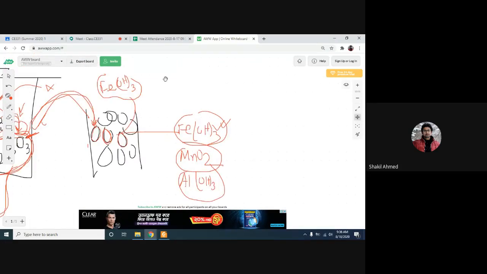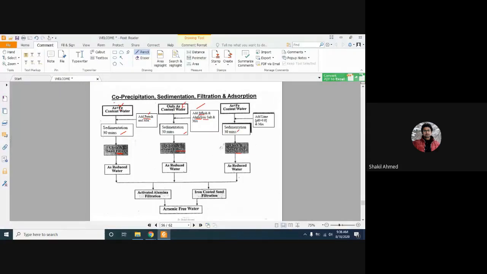You have to add iron, because in your water you don't have iron, so you have to add iron along with potash. Clear? You do not have iron here, so you have to add iron to get the coatings. That's also possible. If you have arsenic and iron content water, you add lime at pH greater than 9.0 and mix it.